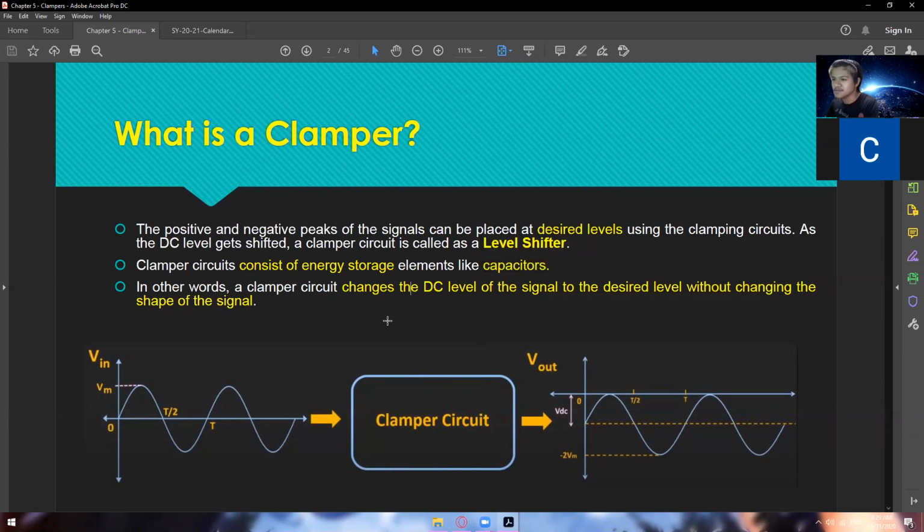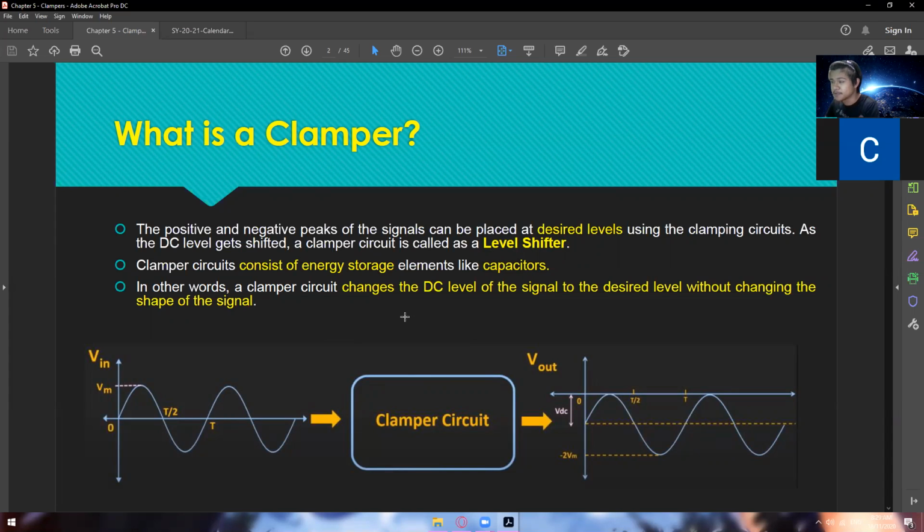Again, once you hear the word clamper, it can change the output or the level of the signal into a desired level, anywhere on that level. It could be above the zero or below the zero, or sometimes in between, getting some part of the ground. So maybe a little bit of positive and mostly negative, or a little bit of negative and mostly positive. That is the very definition of a clamper.